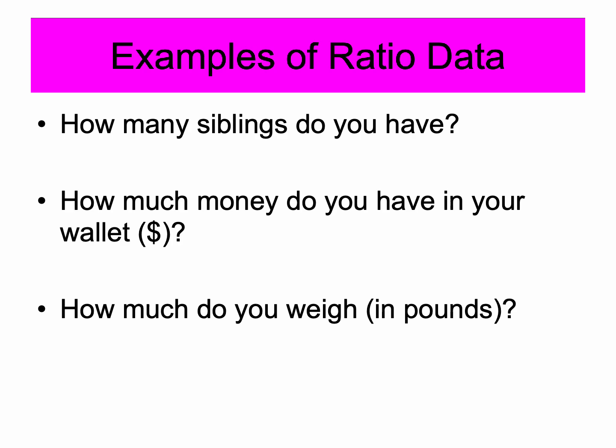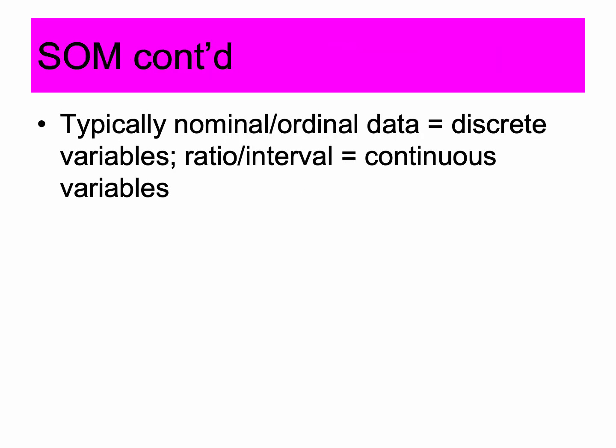You have $0, that means no money, right? Nothing. But somebody with $20 has twice as much as someone with $10, right? Same thing with how much do you weigh. Somebody that weighs 240 pounds is twice as heavy as someone that weighs 120 pounds. And if there's 0 weight, that means there's no weight at all whatsoever. So again, an example of ratio data.